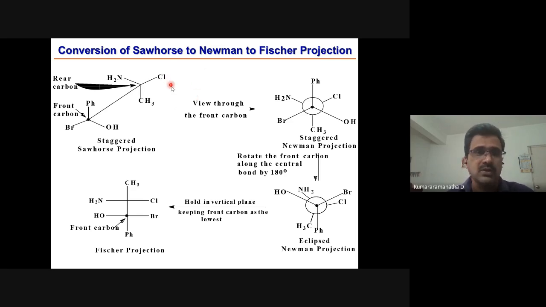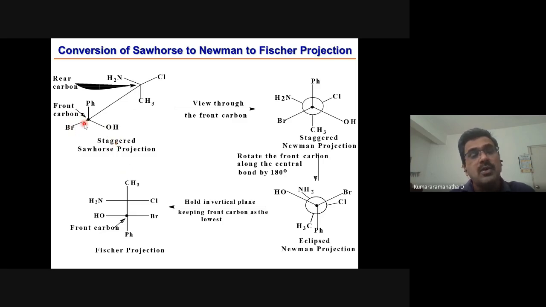There are also some simple strategies where you can do an interconversion from Sawhorse to Newman or to Fischer projection. So first, if you have a Sawhorse projection, which you are already aware of, an inverted Y and a Y, this is the stereo center, and these two carbon atoms are connected. When you have multiple carbon atoms which are connected, you can easily draw a Sawhorse projection.